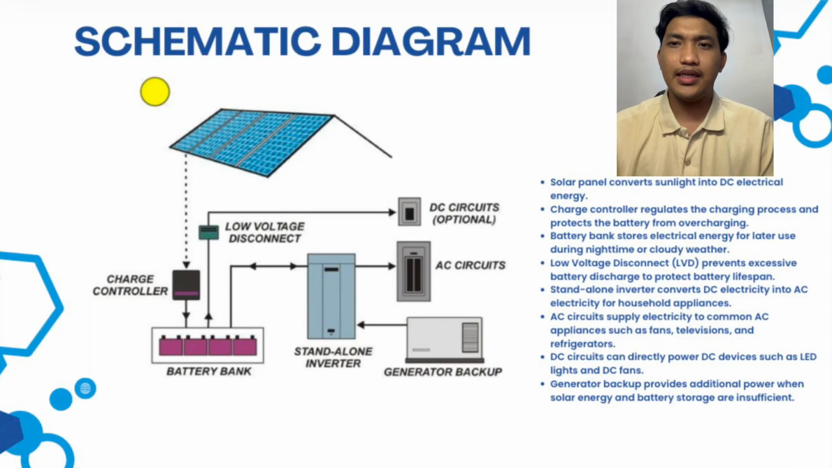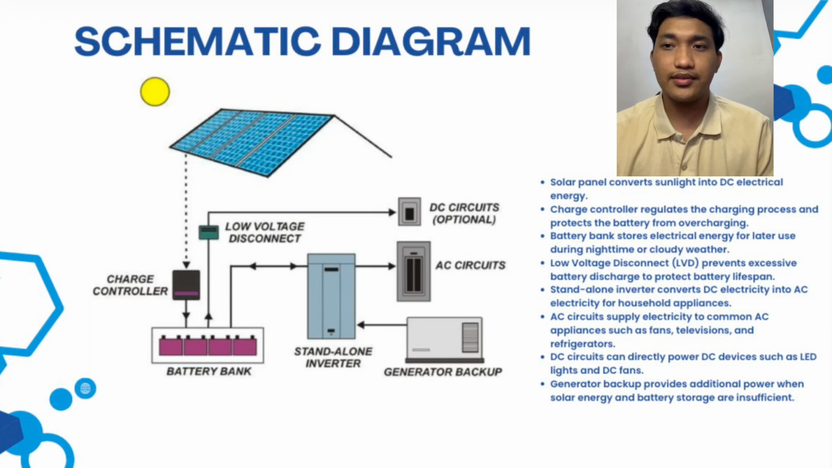Schematic diagram. The figure shows the basic configuration of an off-grid photovoltaic system. First, the solar panel converts sunlight into DC electricity. The storage controller regulates the charging process and protects the battery. The battery banks store energy for use during nighttime or cloudy conditions. Then, the standalone inverter converts DC electricity into AC electricity for household appliances.